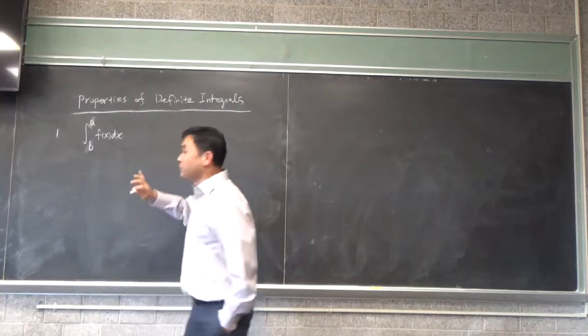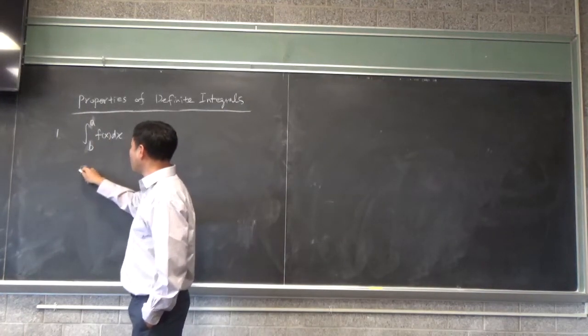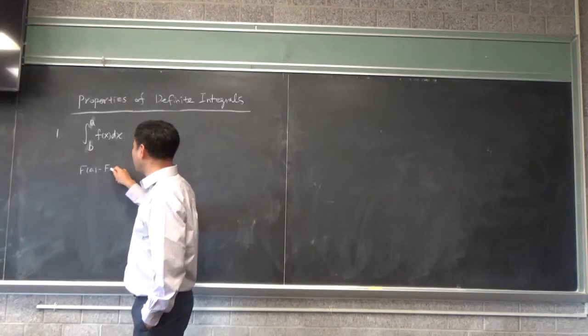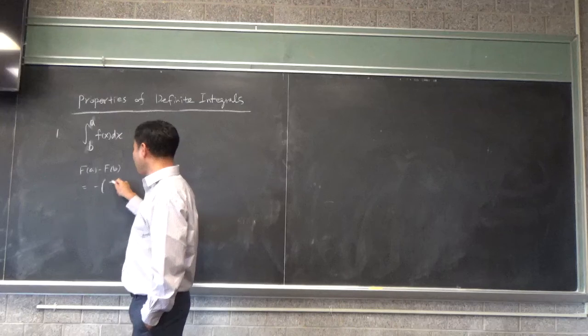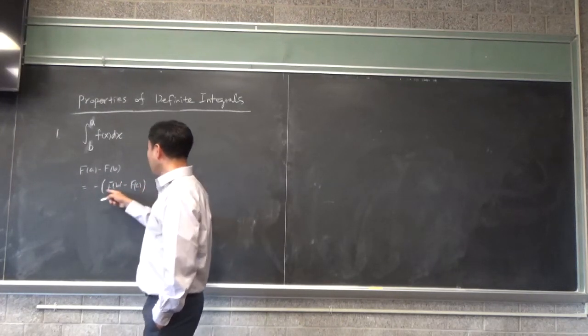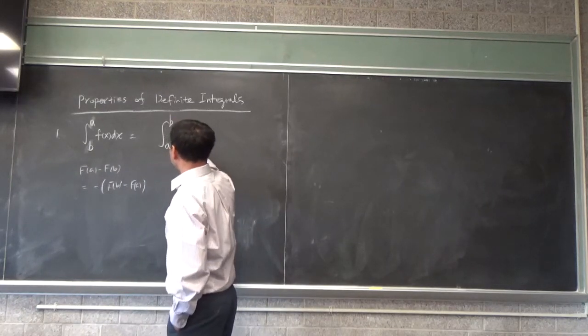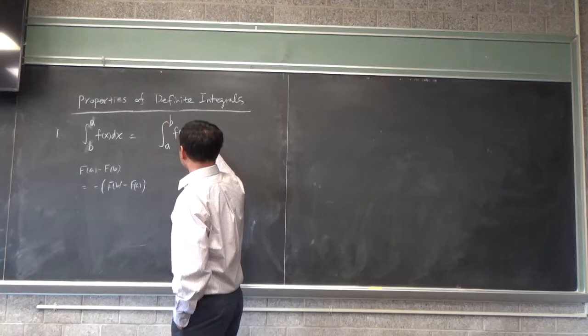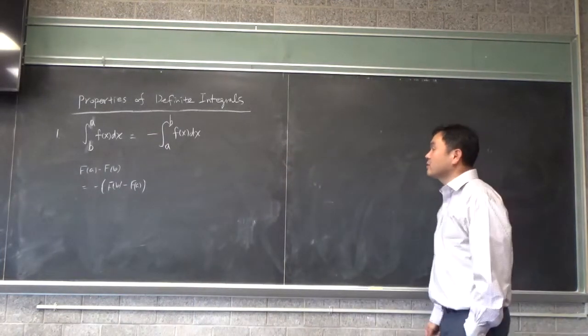Okay, so if A and B are switched, remember you calculate this by saying capital F of A minus capital F of B, just like that, right? But that's the same as minus of F of B minus F of A. And this one is the integral from A to B. So that's what you're going to get.